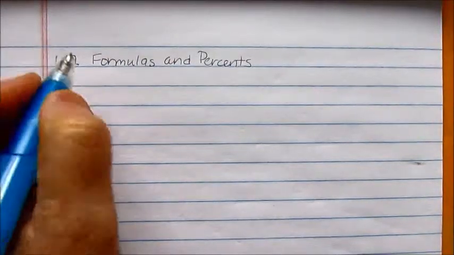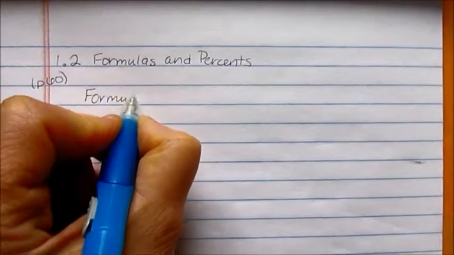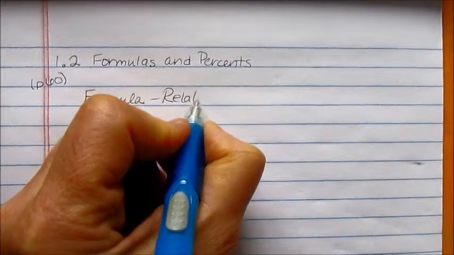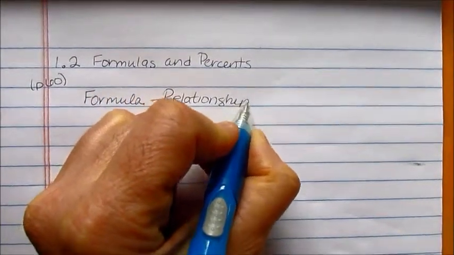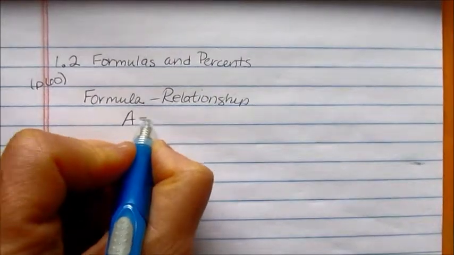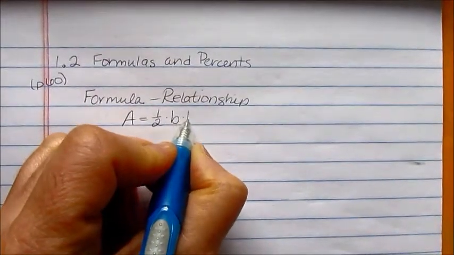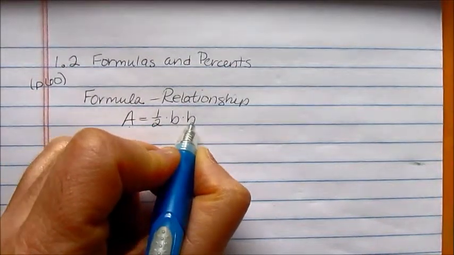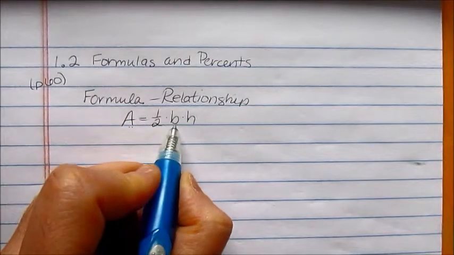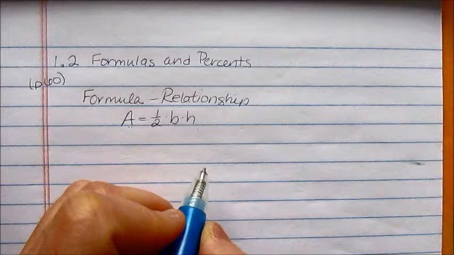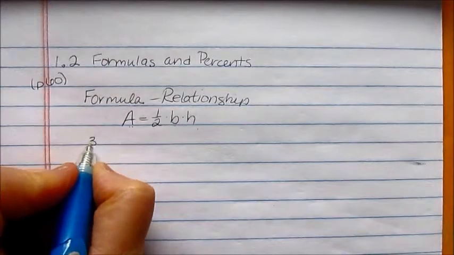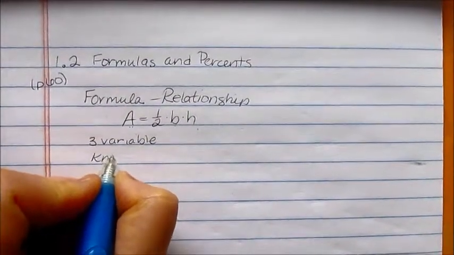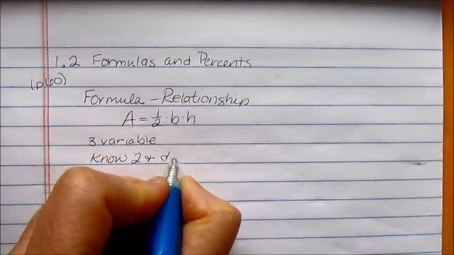So a formula is a relationship among variables. It might be easier to show you an example. I hope you recognize this. It's the area of a triangle equals 1/2 times its base times its height. There's a relationship between area, base, and height. There are 3 variables here. Usually you know 2, and you determine the third.